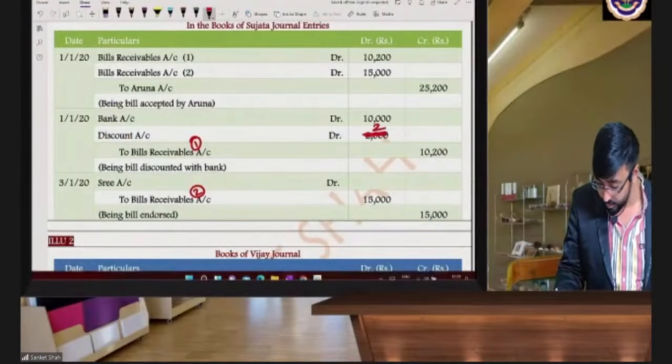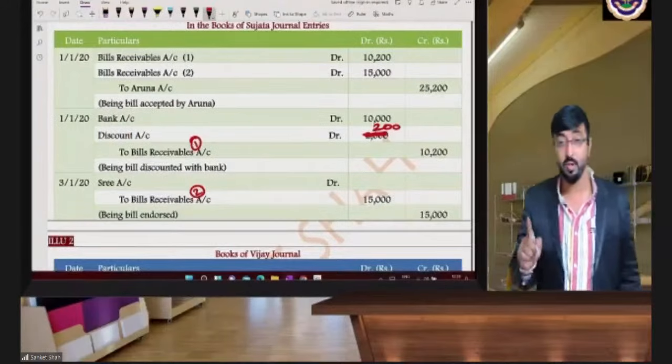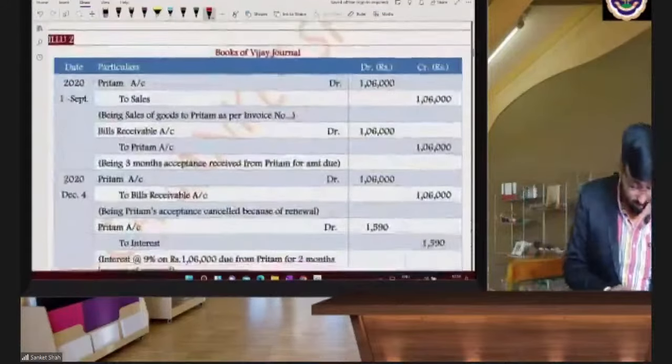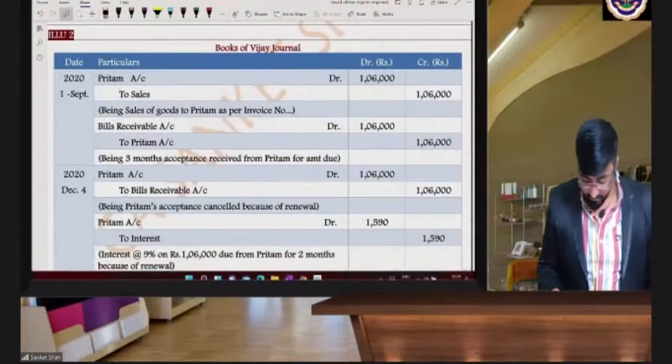हाँ. Here it is 200. Yes, in my answer there was a mistake. Okay, very good. Who noticed it? Ritik.